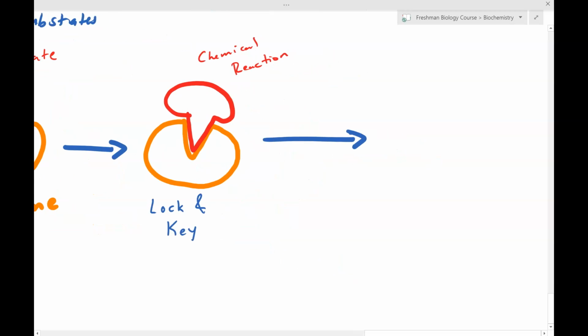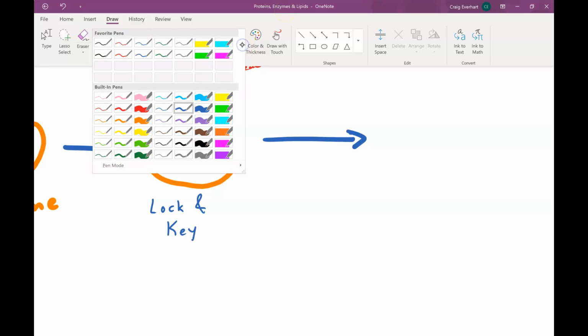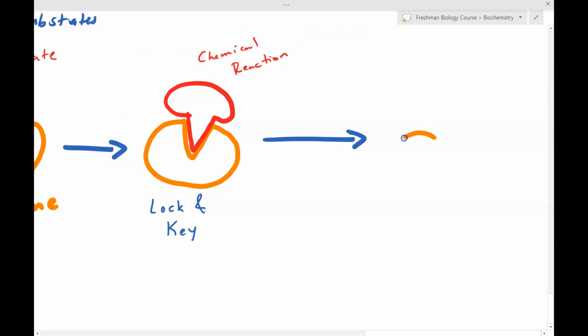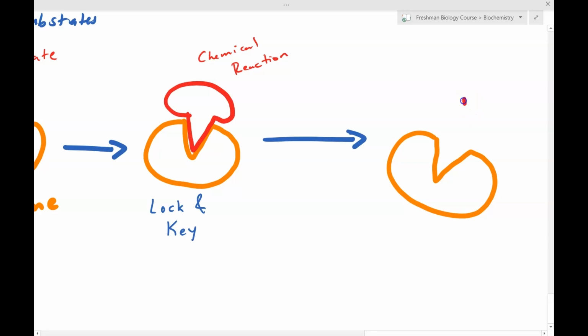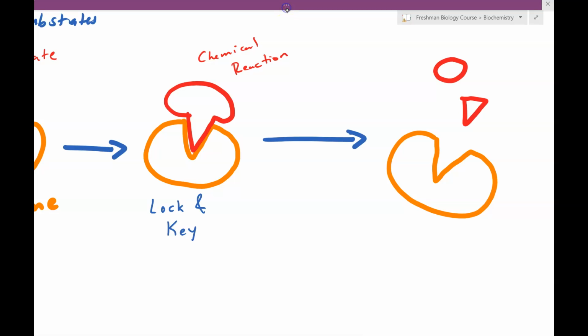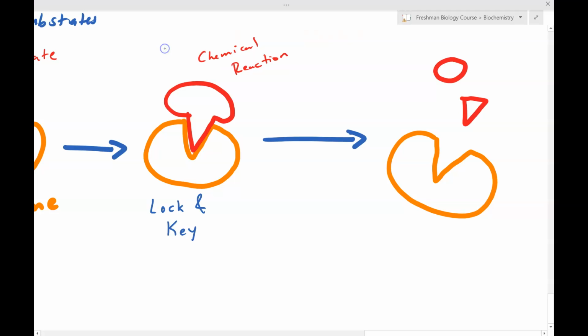And the enzyme is going to stay in the same shape, if you will. So here's my enzyme still, and now I might have whatever my products are. We'll call those the reaction products up here, right? And then I have my enzyme still.